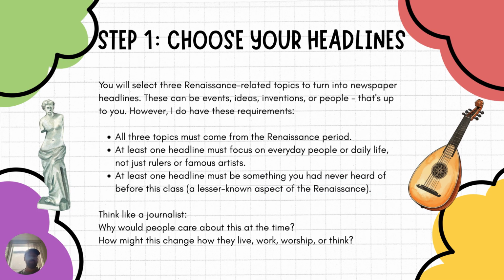Anyway, step one is you're going to choose your headlines. So you're going to select three Renaissance related topics to turn into newspaper headlines. These can be events, they could be ideas, inventions, or people. That's up to you. However, I do have these requirements. All three topics must come from the Renaissance period. We should know what that is.